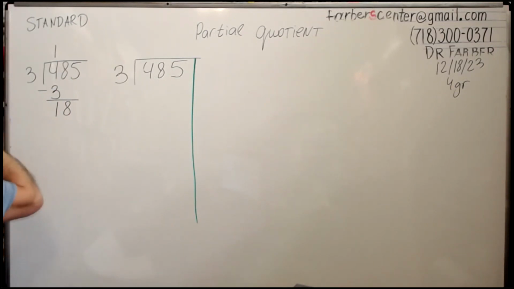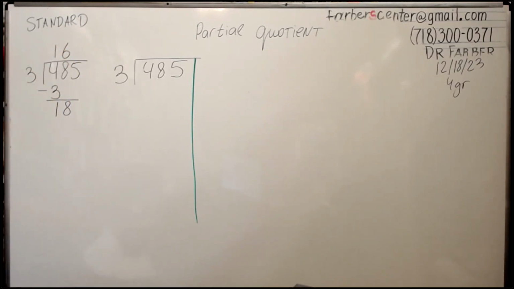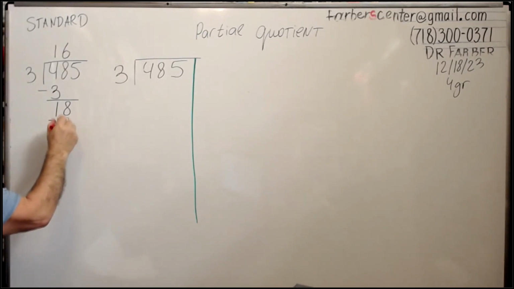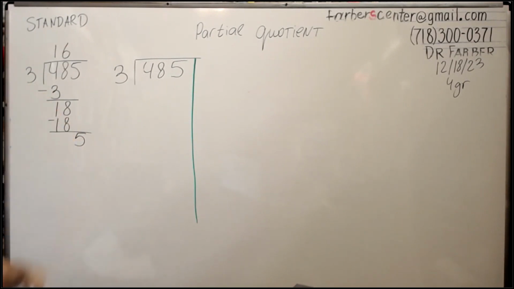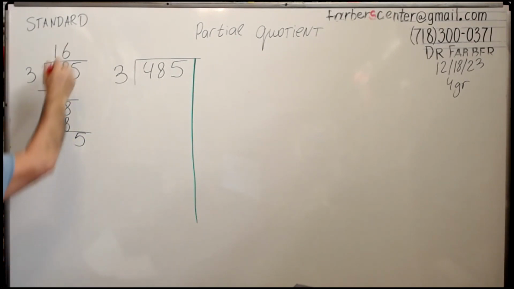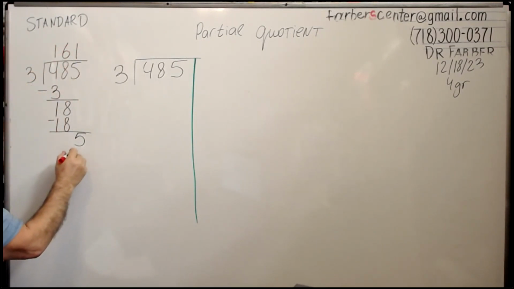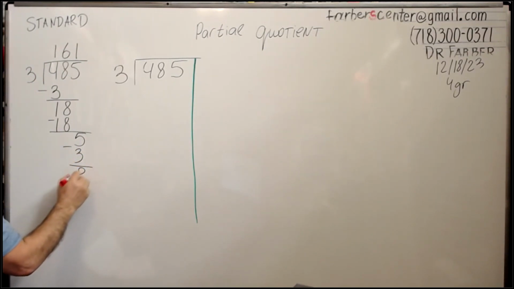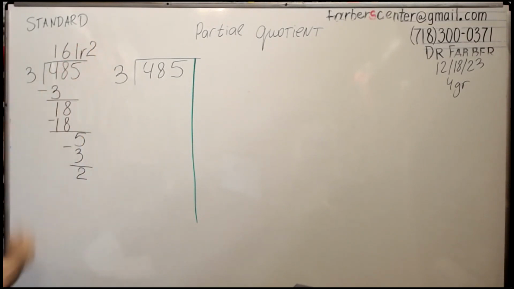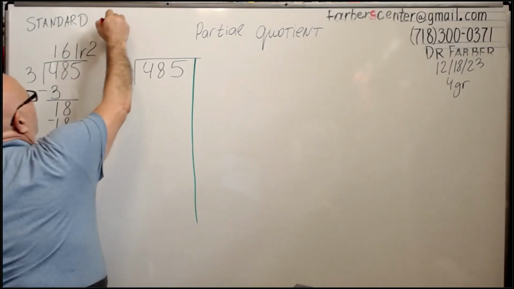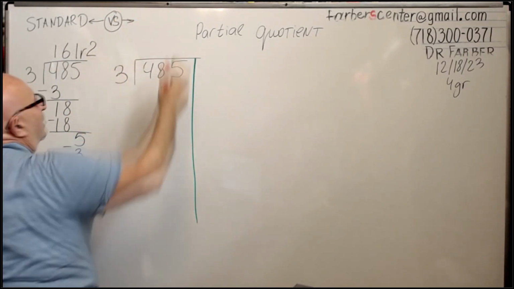3 goes into 18 6 times. 6 times 3 is 18, minus 18 gives 0. Then bring down 5. And 3 goes into 5 how many times? 1 time. 1 times 3 is 3, so the remainder will be 2. So the answer is 161, and the remainder is 2. This is standard. And this is versus. Versus means I want to compare this standard with partial quotient.